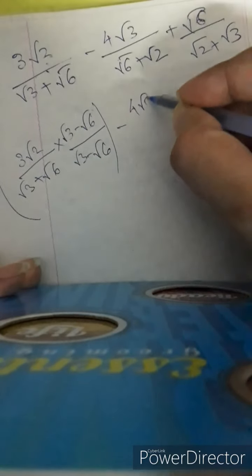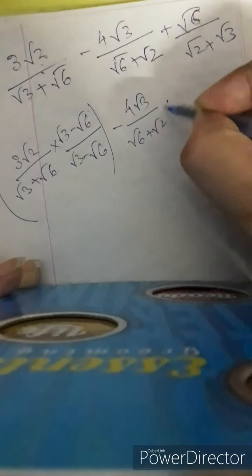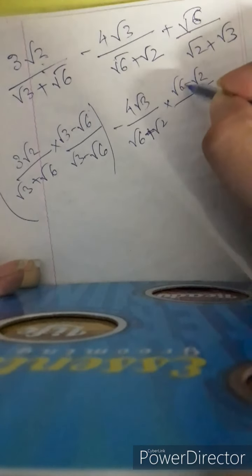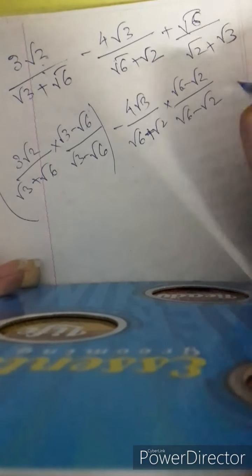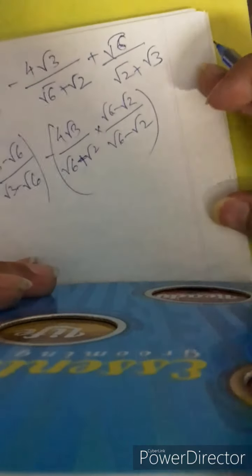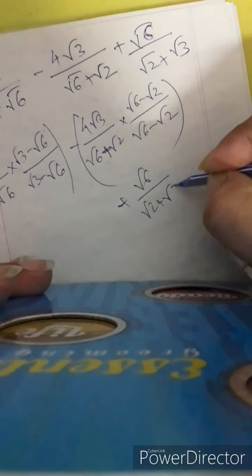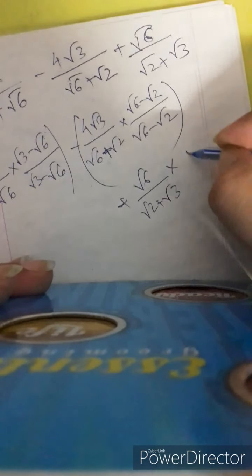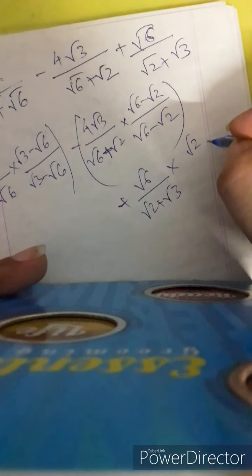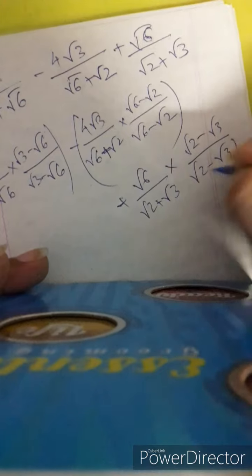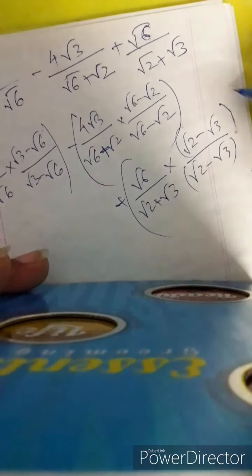Alright, here this is the first. 4 root 3 by root 6 plus root 2 into root 6 minus root 2. What do we do here? Root 6 plus root 2 was there, so root 6 minus root 2 and root 6 minus root 2. This becomes the second, and the third I'll do it here. Root 6 by root 2 plus root 3. It is root 2 plus root 3, so multiplying and dividing the numerator and denominator by root 2 minus root 3. Alright, so the problem becomes like this.